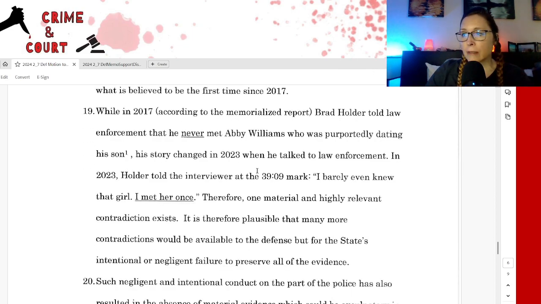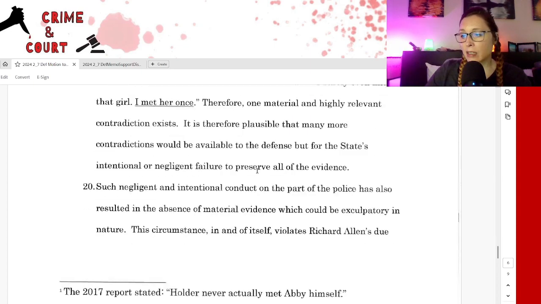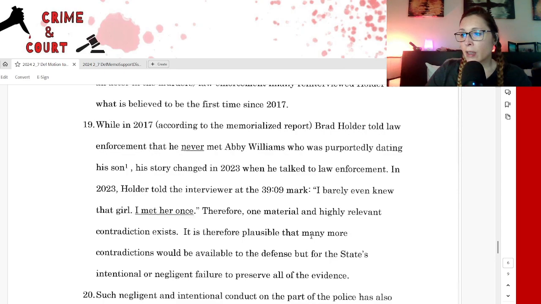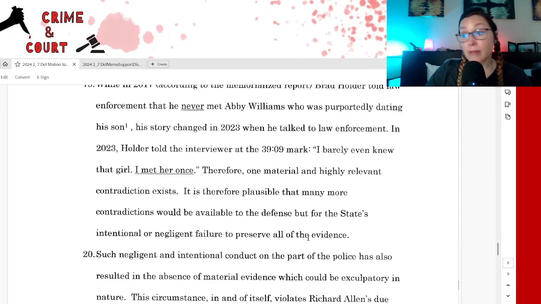While in 2017, according to the memorialized report, Brad Holder told law enforcement that he never met Abby Williams, who was purportedly dating his son. There's a footnote: Holder never actually met Abby himself, and that's coming from the report. His story changed in 2023 when he talked to law enforcement. In 2023, Holder told the interviewer at the 3909 mark, "I barely even knew the girl. I met her once." So that obviously is a contradiction.